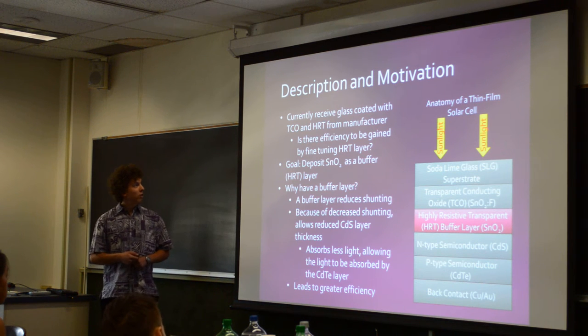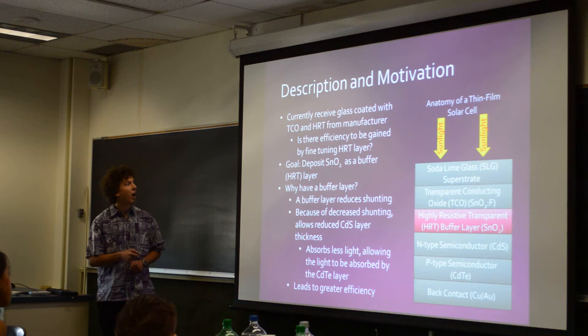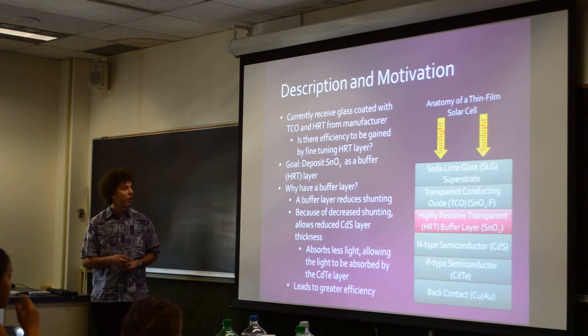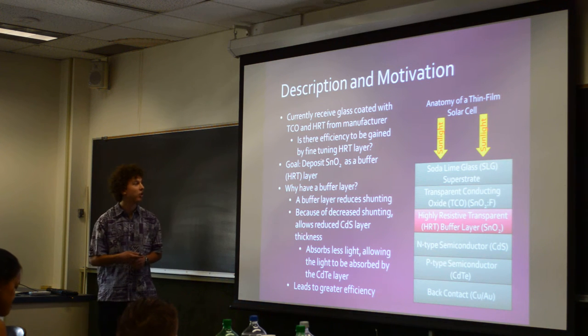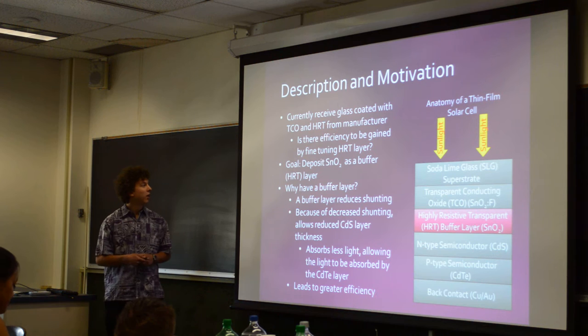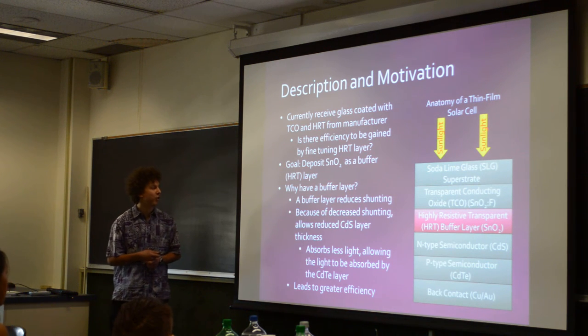So we currently receive glass coated with both of these two layers directly from the manufacturer. And so the question is, is there any efficiency to be gained from depositing this HRT layer ourselves, being able to tune it to our specifications, and do we get an efficiency from that? So that is our goal, to deposit our tin oxide as our buffer layer.